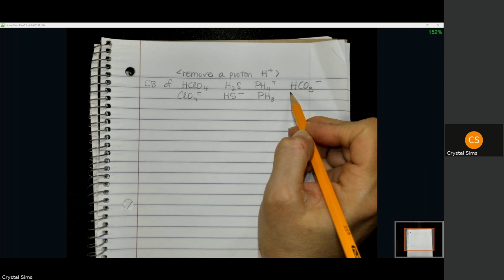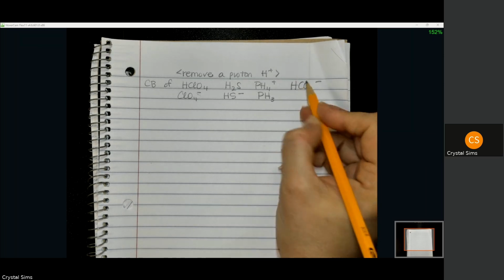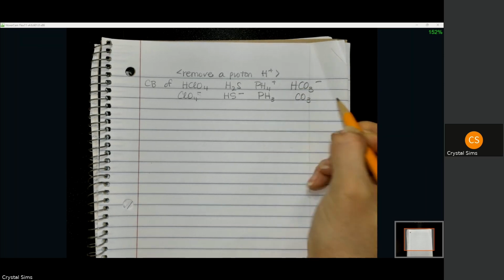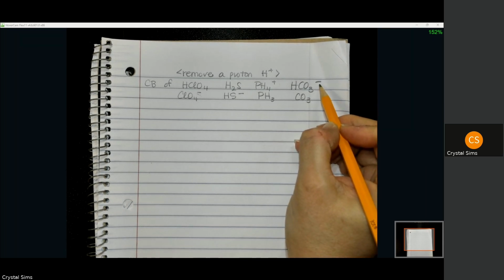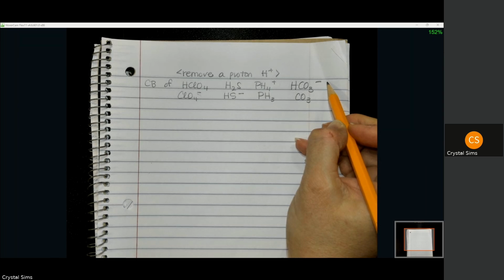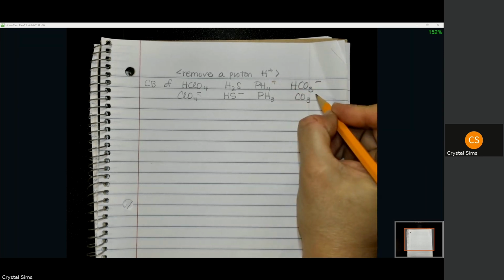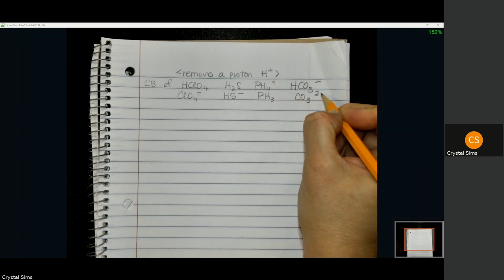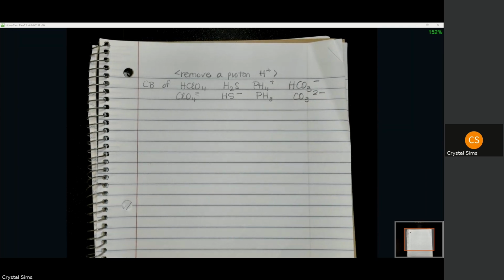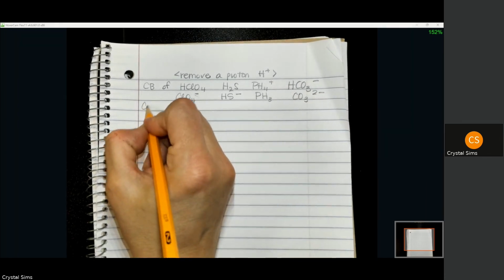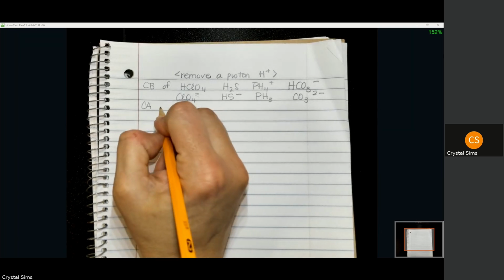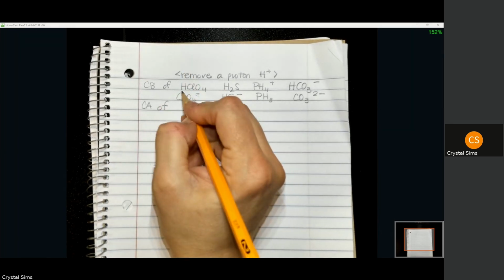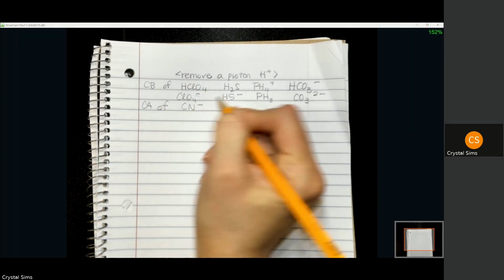And then finally, when we take the H here, we're going to have CO3. We already had -1. We're taking away that positive H plus. That's going to leave us with 2 minus now. The second part of this asks us to find the conjugate acid of several bases. So let me write those.